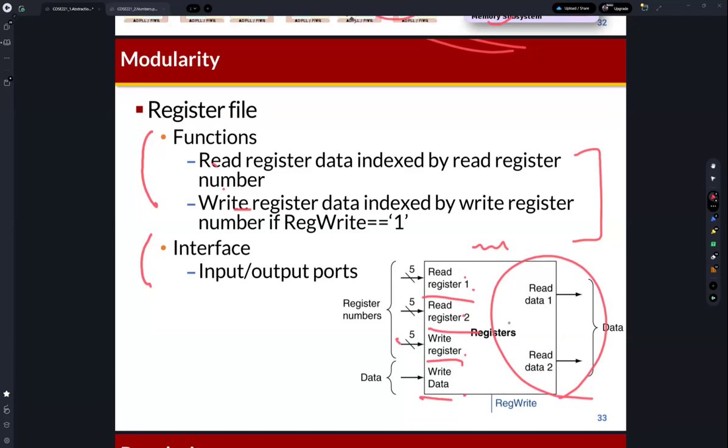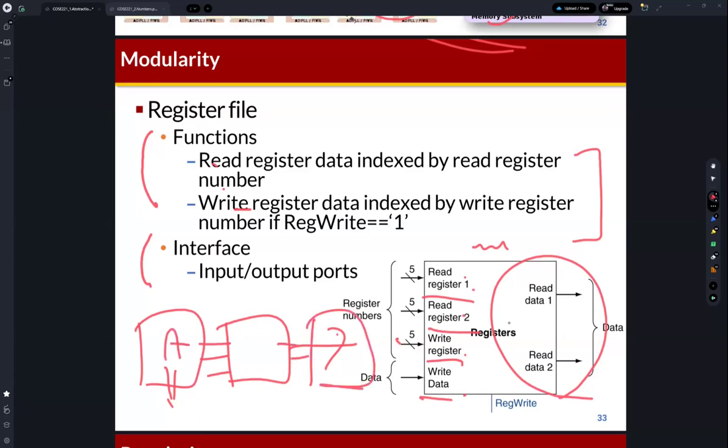Input and output interfaces need to be defined. Okay, why? Just the interface is defined. So let us assume that you are designing this register file, and then this register file will be connected to the other modules, like module A and then module B. But this module A and module B will be designed by other people, other students, right?